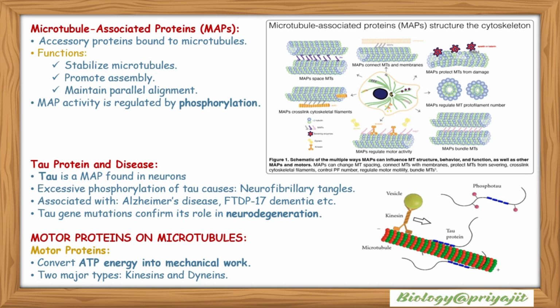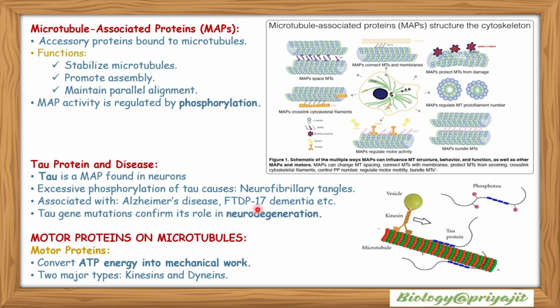Tau protein and disease. Tau is a MAP found in neurons. The excessive phosphorylation of tau protein causes neurofibrillary tangles. This is the tau protein which is associated with the microtubules. Tau is also associated with Alzheimer's disease, FTDP-17 dementia, etc.